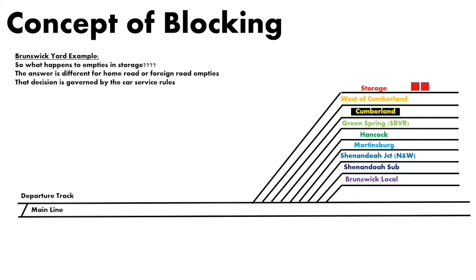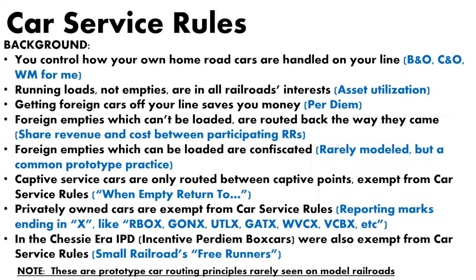But what's really interesting is there's a set of rules called car service rules that all of the railroads are supposed to abide by. So let's take a look at the car service rules. Now, the good news is if you own a railroad, you control all of your home road cars on your own line. So for me, the B&O, C&O, Western Maryland cars, if they're on your line today, you can do whatever you want with them. That is your own prerogative.